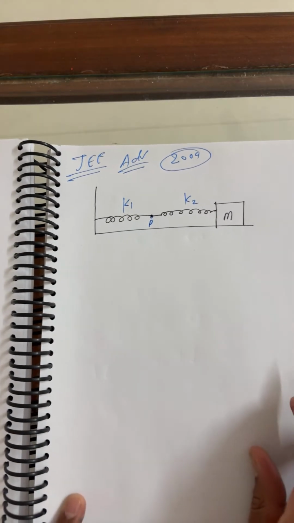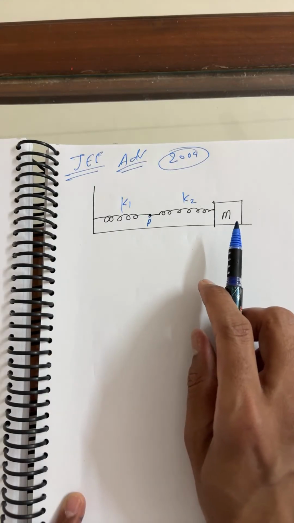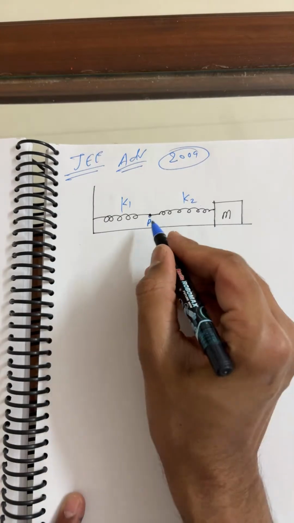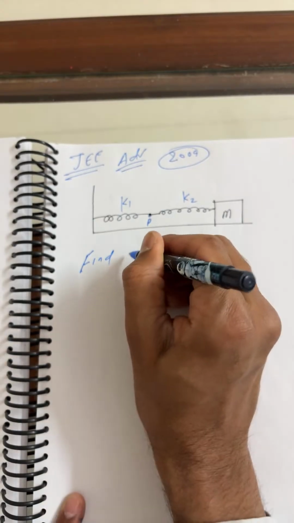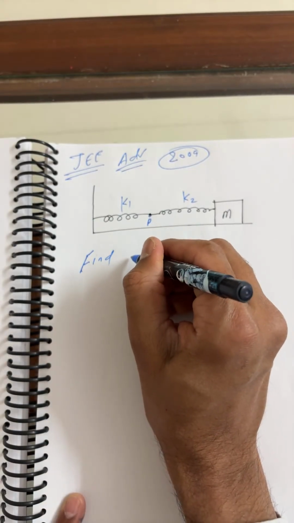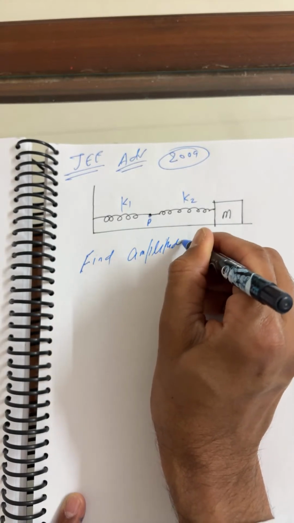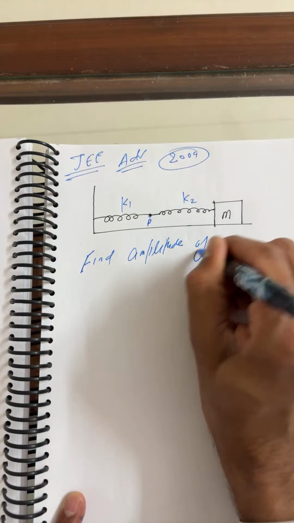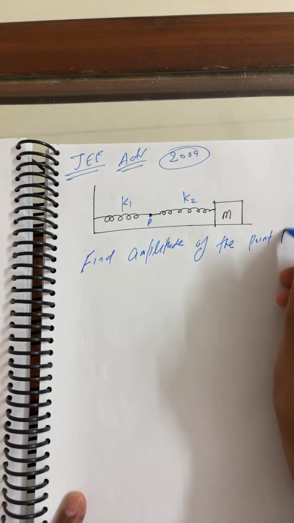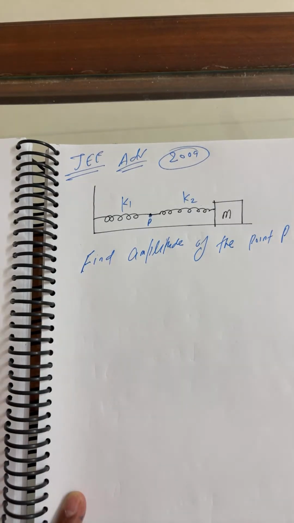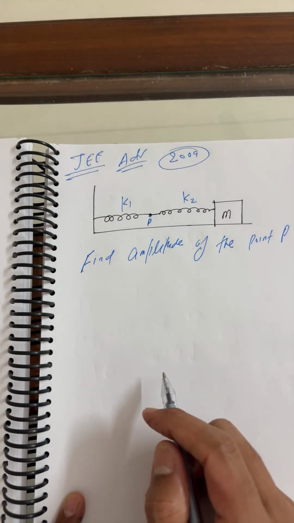What is mentioned in the question? This mass is oscillating and performing SHM with amplitude A. Find the amplitude of point P.